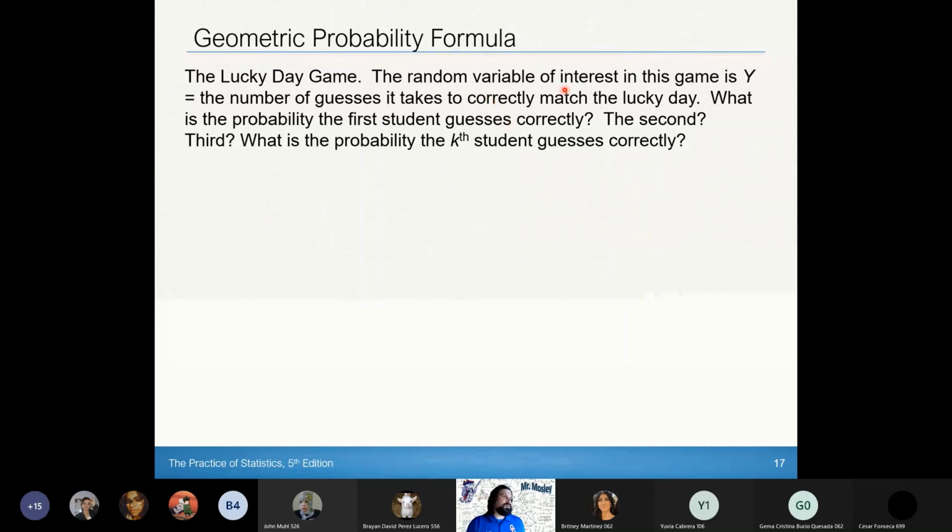So the random variable of interest in this game is y, which equals the number of guesses it takes to correctly match the lucky day. We want to know, what is the probability the first student guesses correctly? The second, third? What's the probability the kth student guesses correctly? The probability that the first student guesses correctly is 1 in 7. They're picking a day at random. There is a 1 in 7 chance that they pick the correct day because there are only 7 days to choose from.